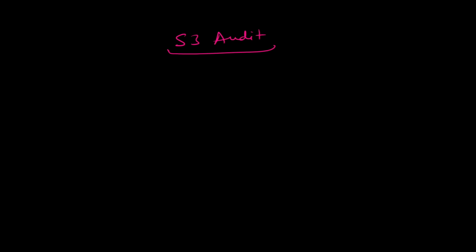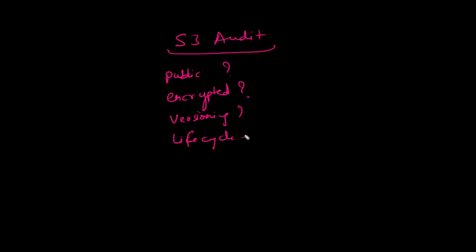For example, is the bucket public or not? Does it have public access or not? Or is it encrypted or not? So today's project will be majorly based on public access and encryption. We can also check for versioning. We can also check if it has a lifecycle policy enabled or not.